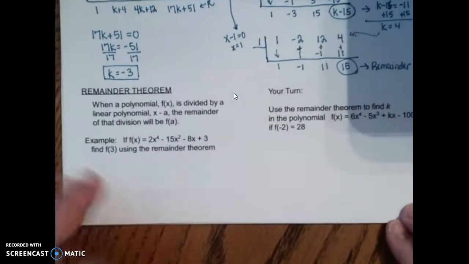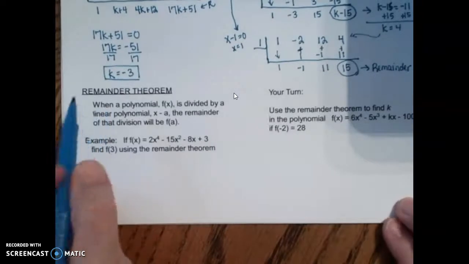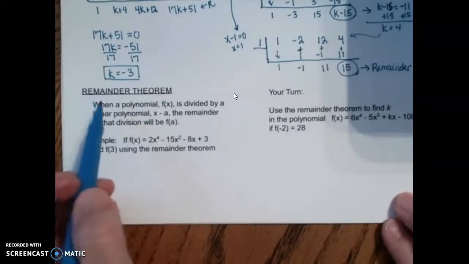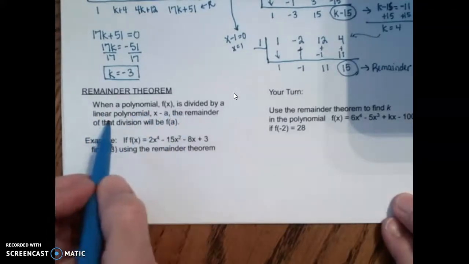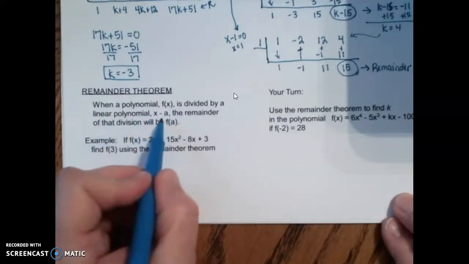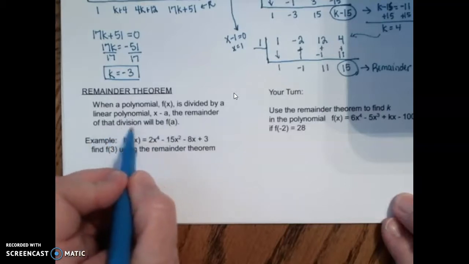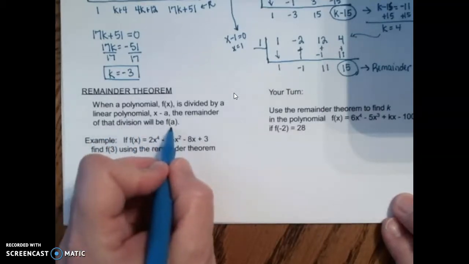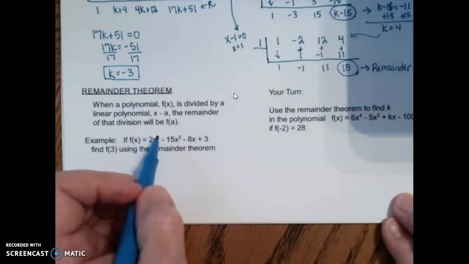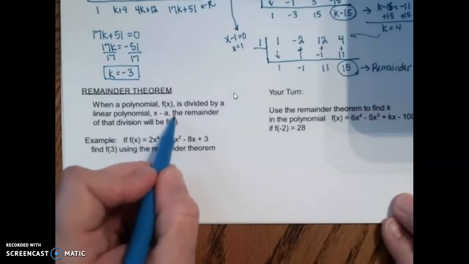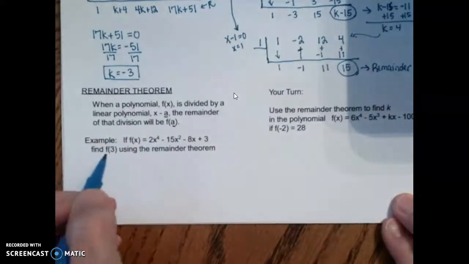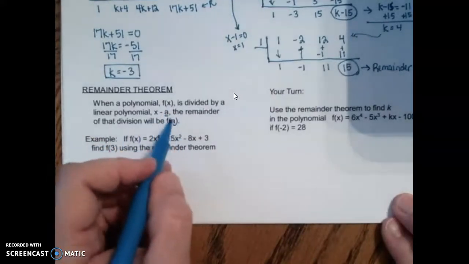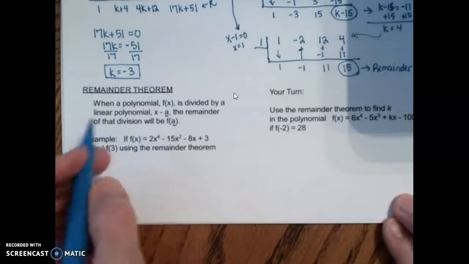The last thing we're going to talk about is called the remainder theorem. So don't get it confused with the factor theorem. It says when a polynomial f of x is divided by a linear polynomial x minus a, the remainder of that division will be f of a. So basically it's telling you that whatever you substitute in, so notice this was a and we're going to substitute a in, the remainder is the division of that.